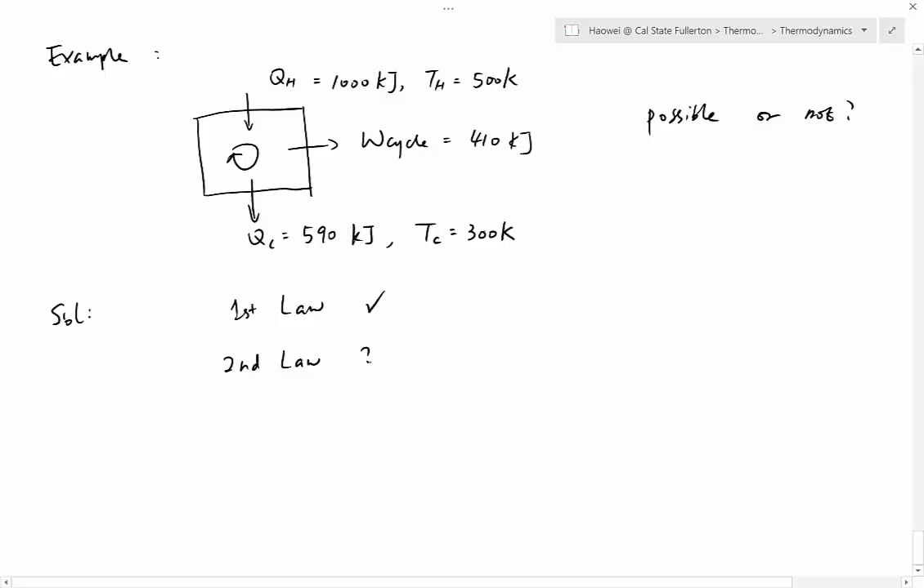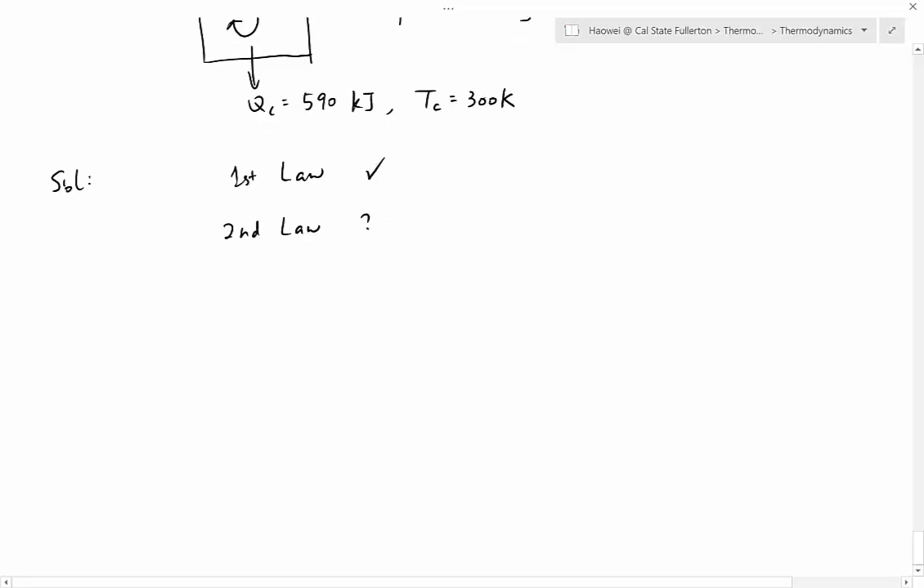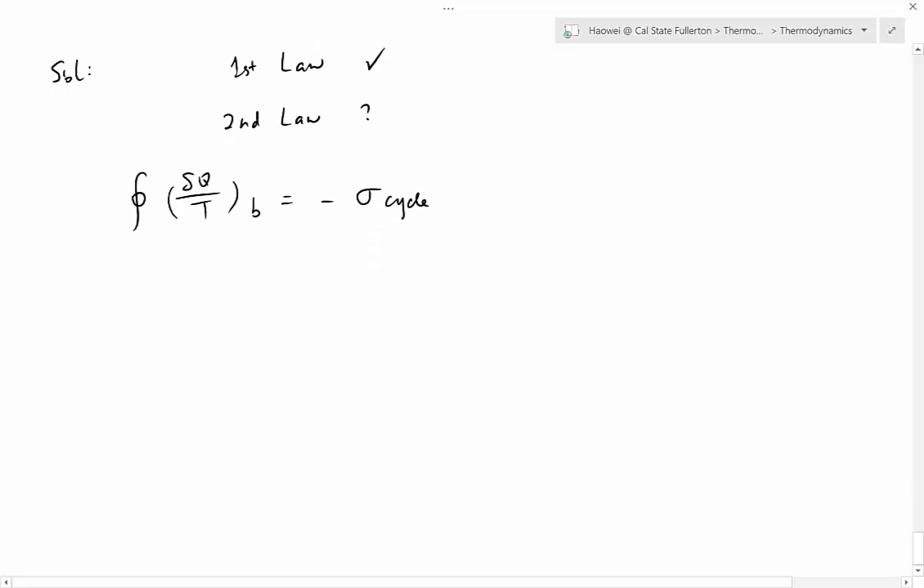Today we can check the second law again, but this time we use Clausius inequality and see if that will give us the same conclusion. So now we will write down Clausius inequality first: the integral of delta Q over T over the whole boundary, on the right-hand side negative sigma cycle. Okay, so now let's do this integration.